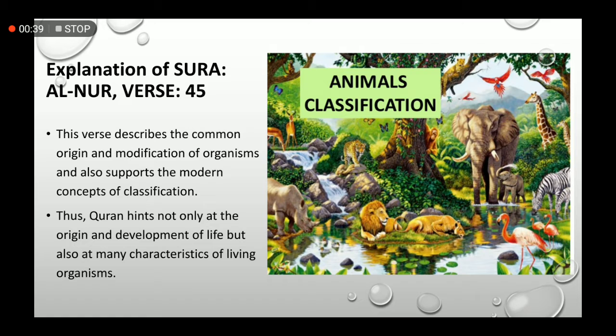This verse describes the common origin and modification of organisms and also supports the modern concept of classification, because Allah has classified the organisms on the basis of their characteristics, and they are similar to the modern classification.